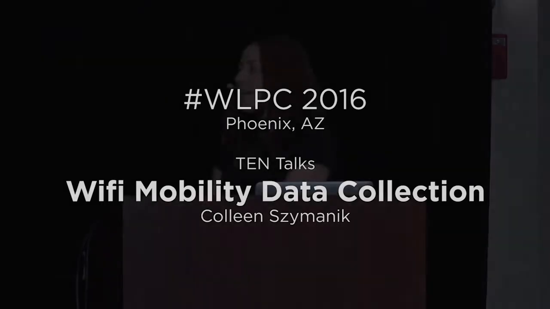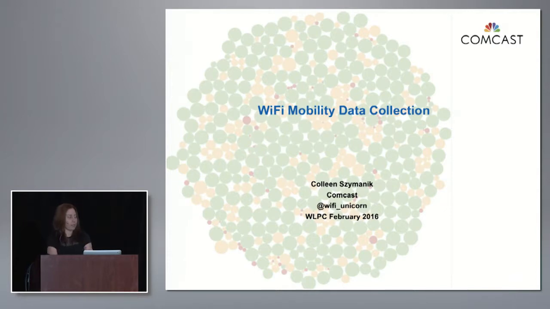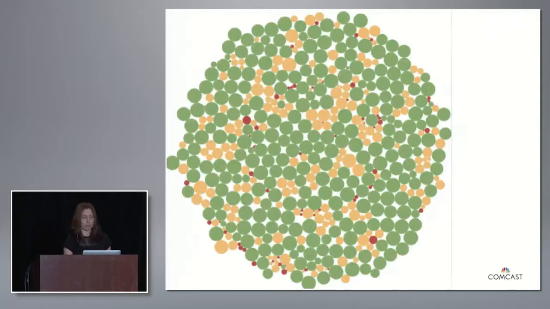Mobility. I believe that is the cause and solution to all of our problems. My name is Colleen Szymanik, and I work for Comcast. Currently, we have over 14 million access points in our field right now. With those kinds of numbers, I would say that mobility is definitely something that I'm interested in.